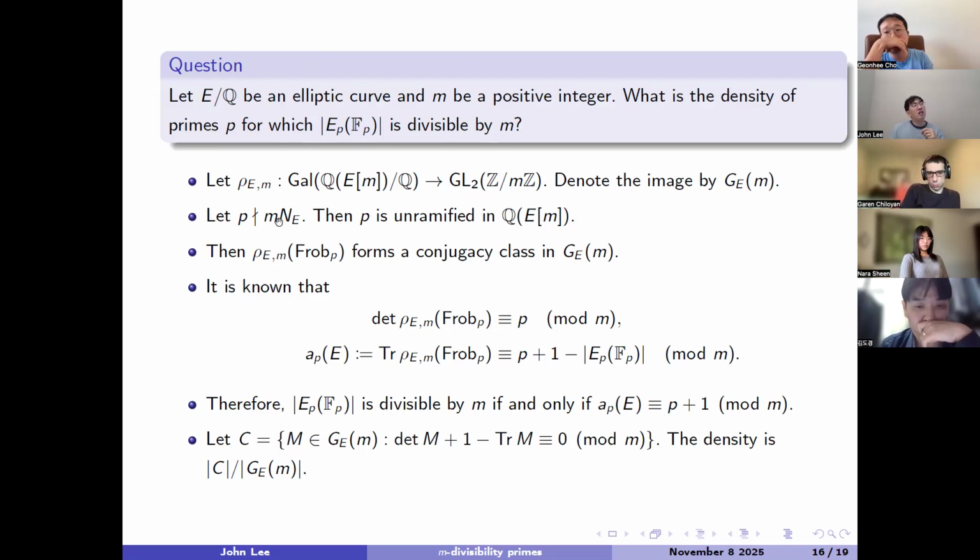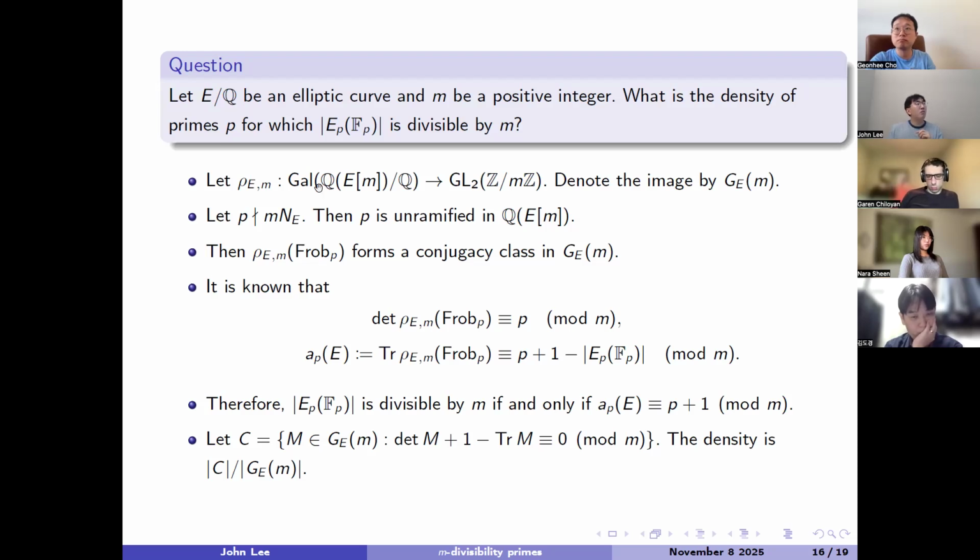I choose p not dividing m and N_E. I didn't mention what N_E is, but N_E is basically the product of bad primes. In order to talk about E(F_p), I need to choose a good prime. So p not dividing N_E means p is a good prime, so we can consider the reduction. I also want p not dividing m, because in order to talk about the Frobenius class in this field, I want p to be unramified. The primes that are ramified in this field are those dividing m. So I need to choose p not dividing m and N_E. Of course, there are only finitely many of them, so it will not affect our asymptotics anyway.